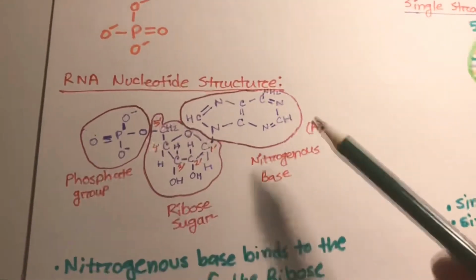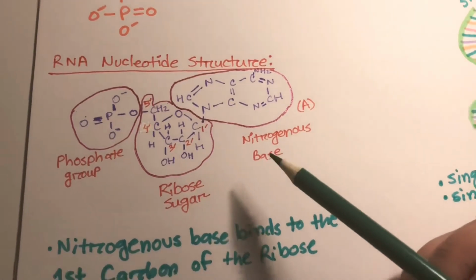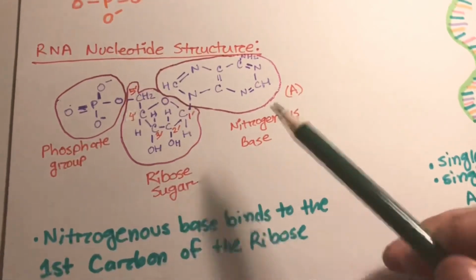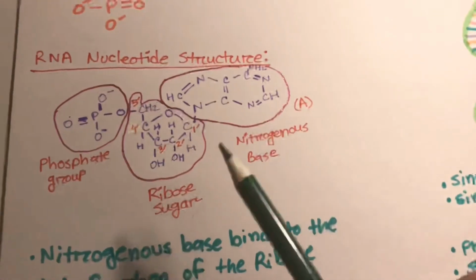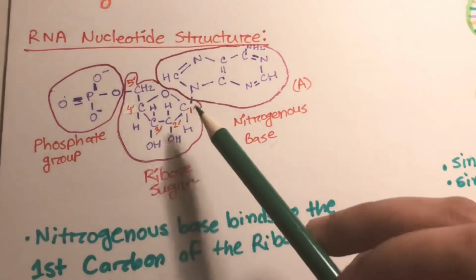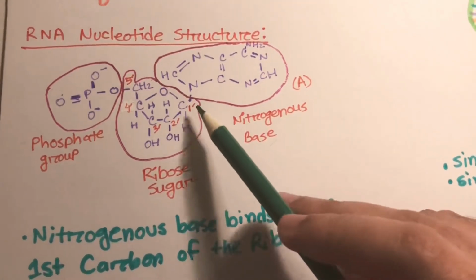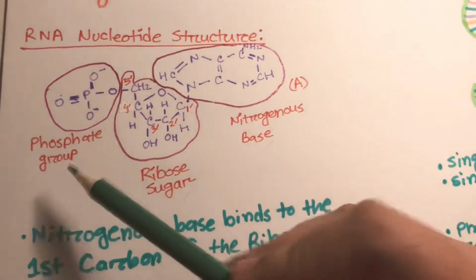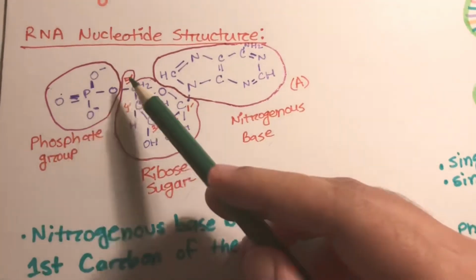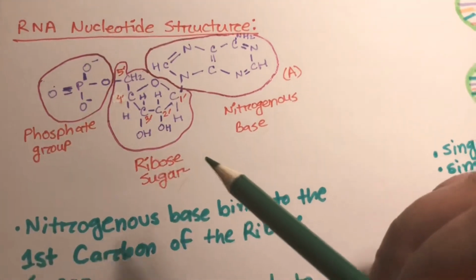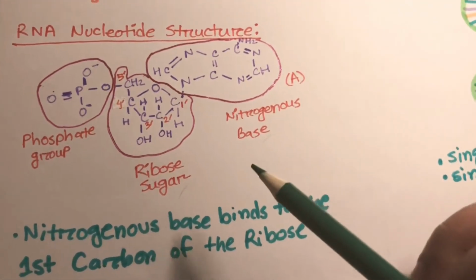So here is a structure of the RNA nucleotide, and we can see that we have a phosphate group, ribose sugar, and the nitrogenous base. And we can see that the nitrogenous base joins the ribose sugar at the first carbon of the ribose sugar, and the phosphate group binds to the ribose sugar at the 5th carbon. So this makes a whole structure of a nucleotide of the RNA.